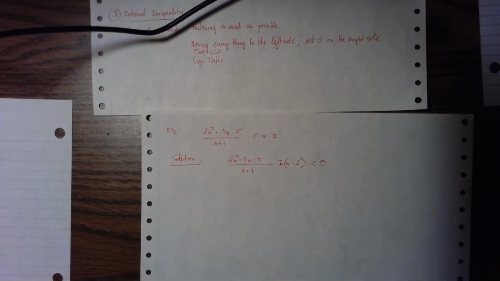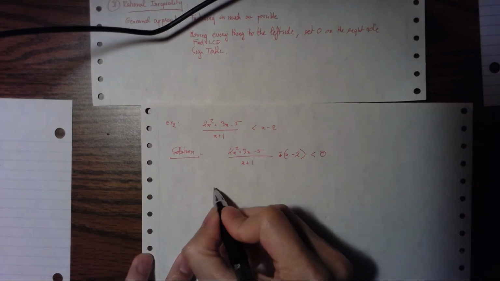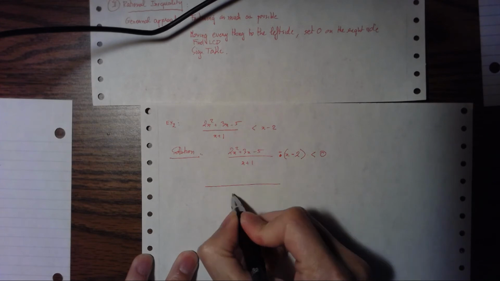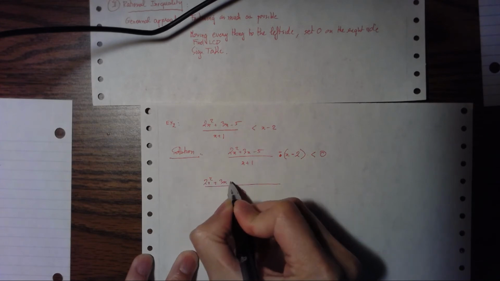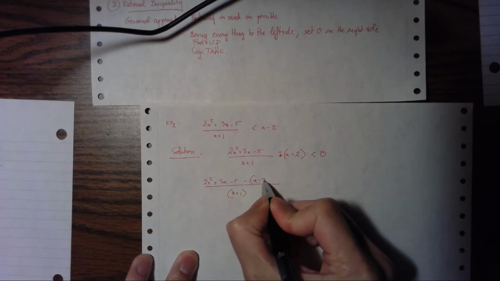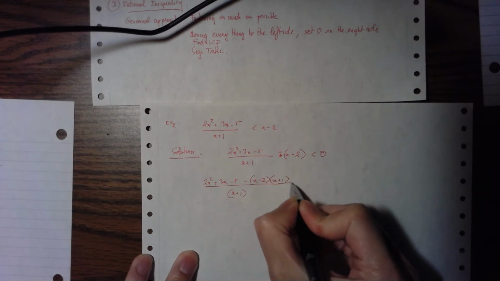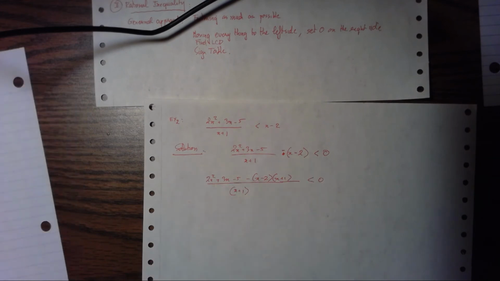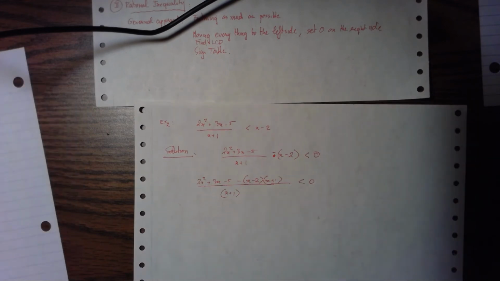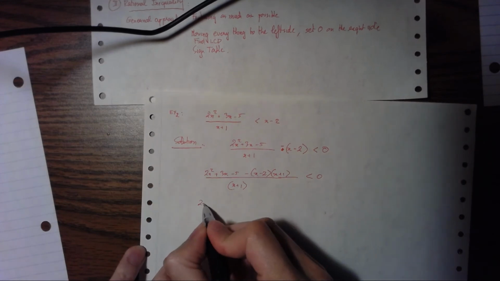Then find the LCD. You multiply the top and bottom by x plus 1 over here for the LCD. Then simplify the top.